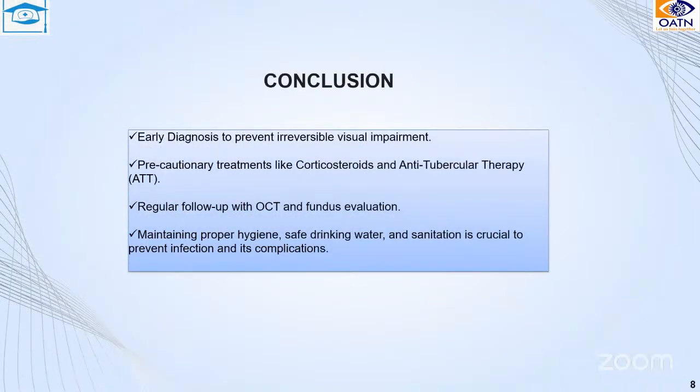I concluded that post-typhoid retinitis is a rare immune-mediated ocular complication that can lead to significant vision impairment if not promptly recognized and managed. Treatment with corticosteroids helps to control inflammation, but in endemic regions, anti-tubercular therapy may be initiated as a precaution. Regular follow-up with OCT and fundus evaluation is necessary to monitor treatment response and prevent long-term complications. Maintaining proper hygiene, safe drinking water, and sanitation is crucial to prevent infections and their complications.